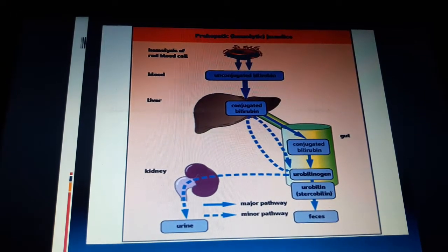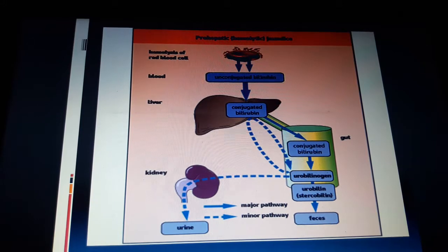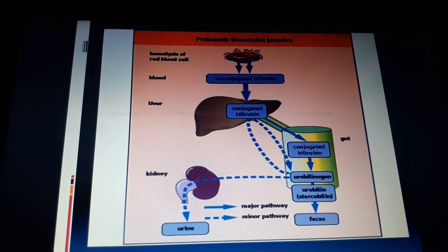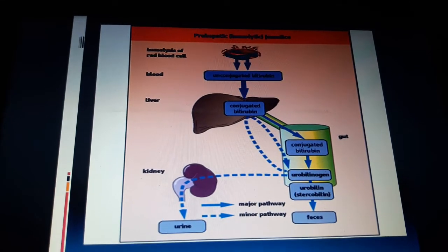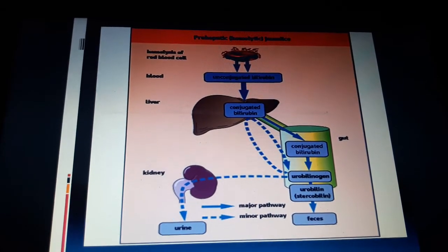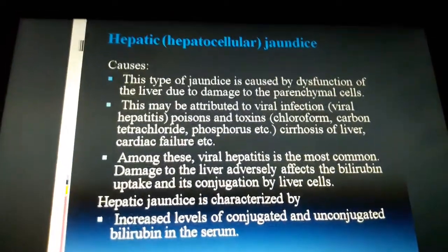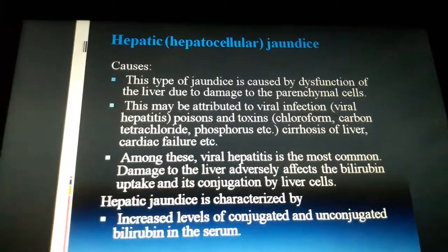This diagram represents the pre-hepatic or hemolytic jaundice. That is high level of RBC breakdown, so the formation of bilirubin level is increased. Then second type, hepatic jaundice or hepatocellular jaundice.